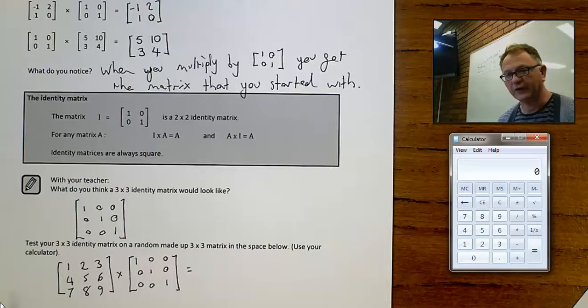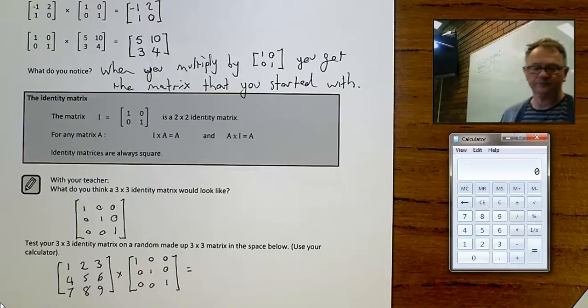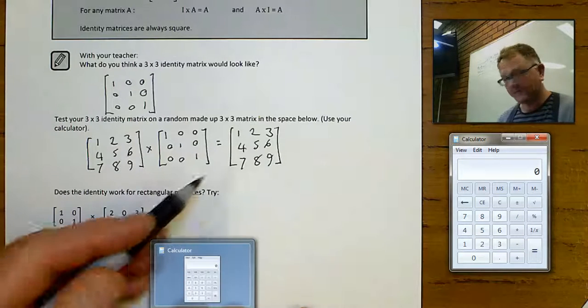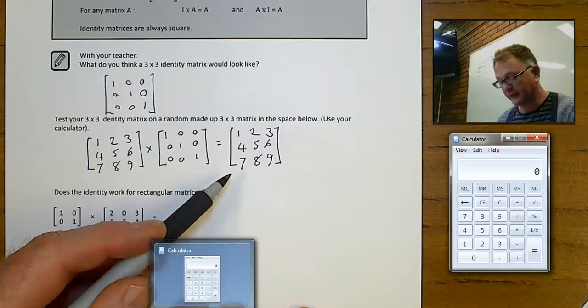I'd like you to try one for yourself. You can either use mine or your own. You can either do this multiplication just by hand, or you can do it on your calculator if you wish, but I would like you to see what you come up with. I'm just going to pause the tape just for a moment now. Well, my one seemed to work. I wonder if yours worked as well.